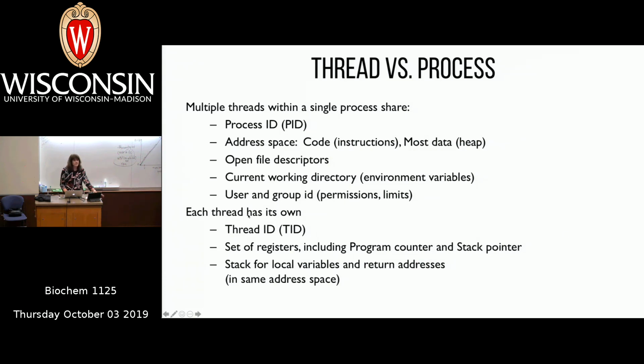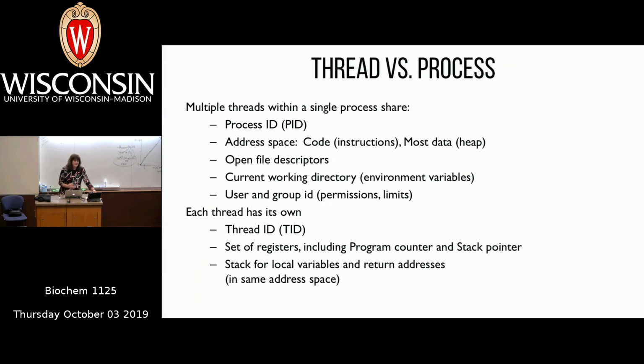But then there are some things that are separate per thread. So we do need a way to identify each thread. So there will be a thread ID. Then most importantly, each thread has its own set of registers. So when we do a context switch across threads, it's going to be pretty similar to a context switch across processes.